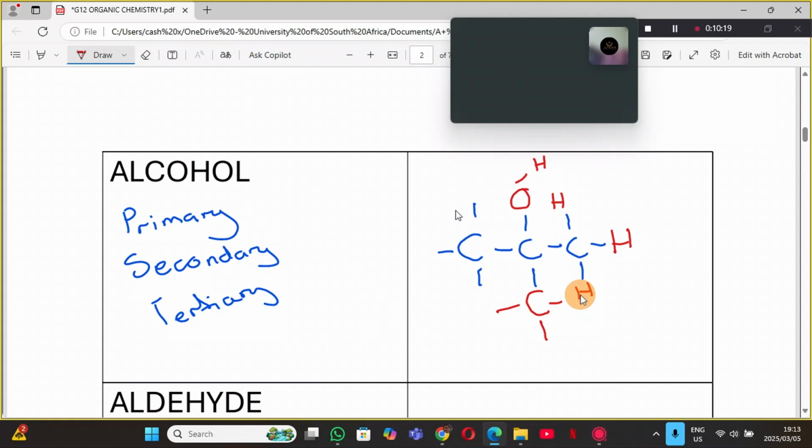So this is how it is when they ask you if it's a primary, secondary, or tertiary alcohol. You just need to know primary: the OH is on a C that is only related to one C, right? The secondary is related to 2 C's, while tertiary is related to 3 C's.